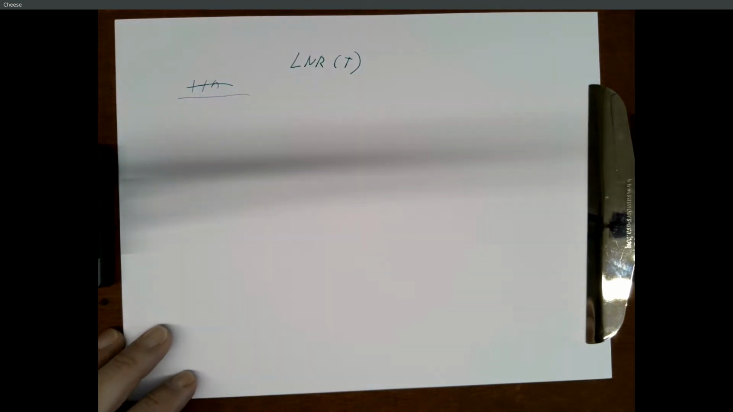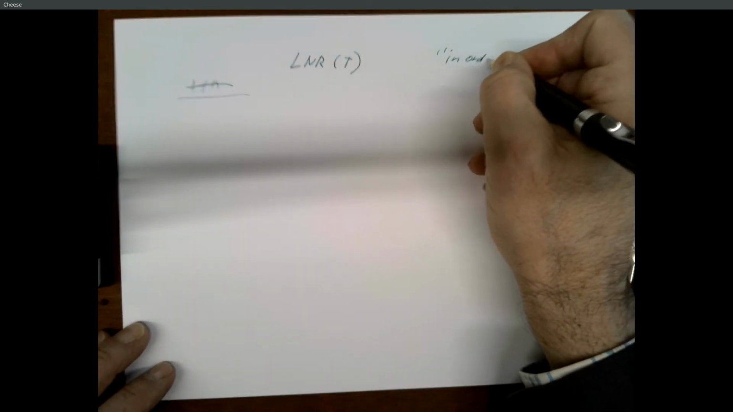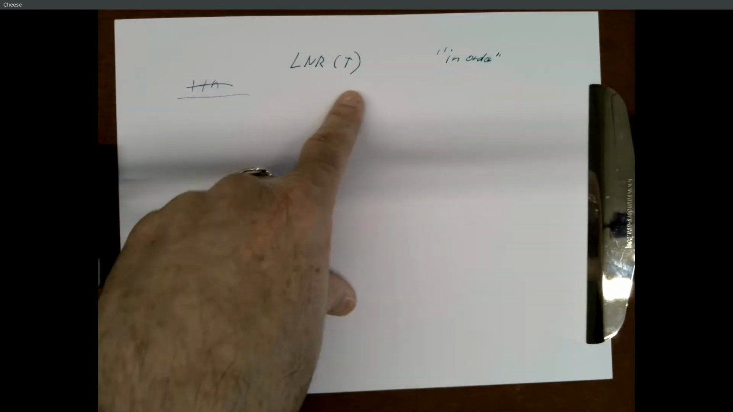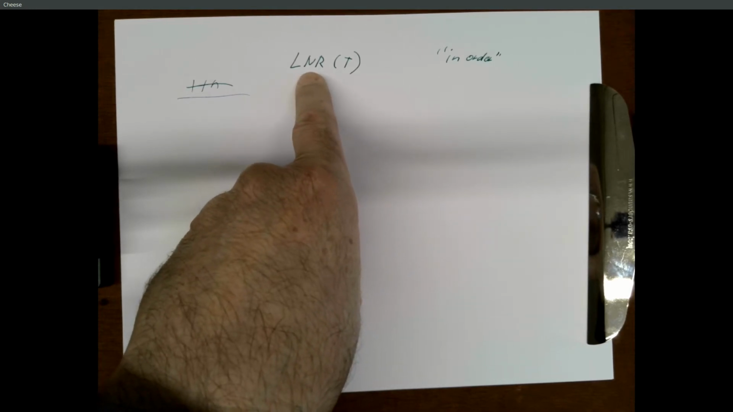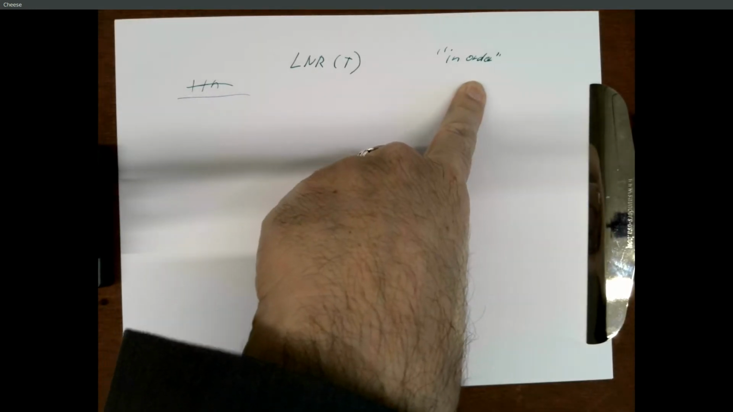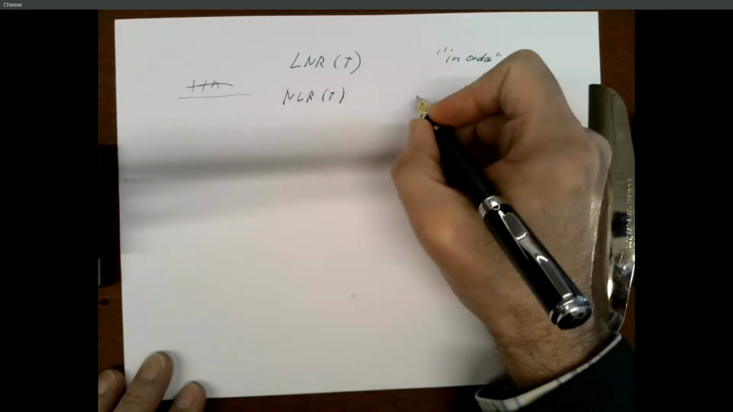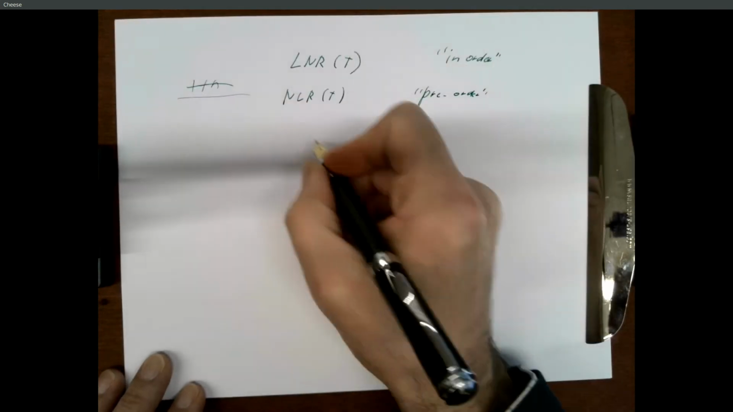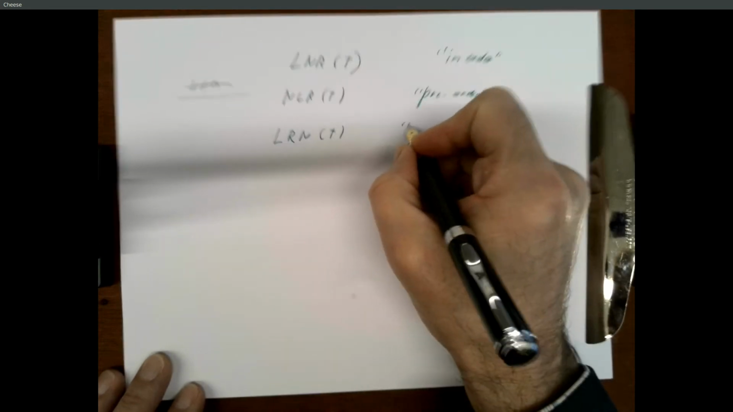Left, node, right traversal of a tree. This is called in order. The three traversals we usually have are LNR, NLR, or LRN. It's named for where the N comes. If the N's in the middle, that's in order. If the N comes first, that's called pre-order. The N comes before everything else. If it's LRN, that's called post-order.